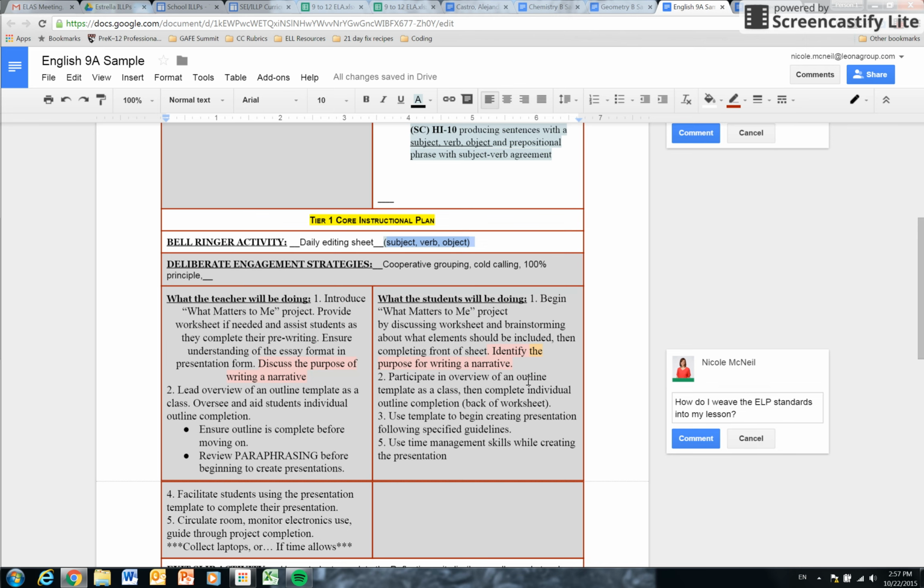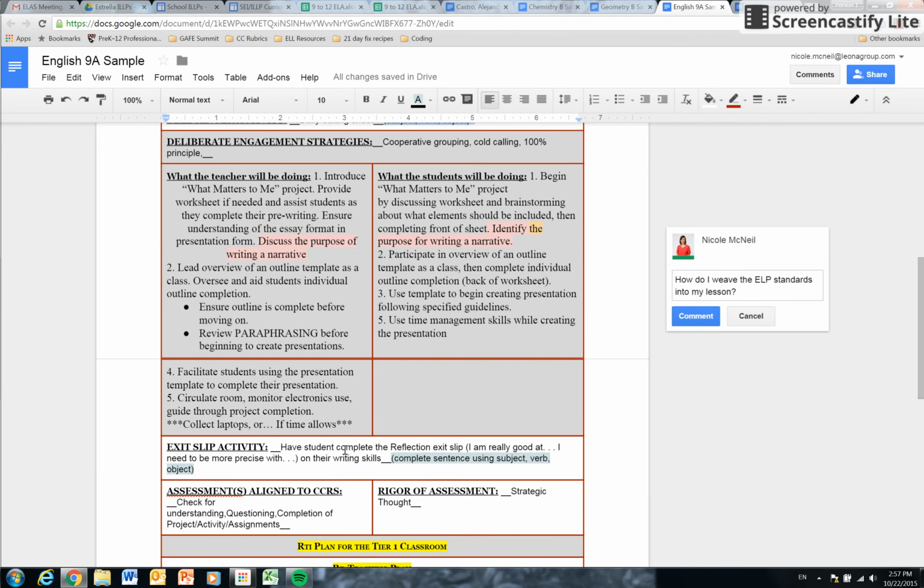Now I've embedded the ELP standard in my lesson. Now I'm going to come down here. They're going to have to complete an exit slip. I would like my ELL students to write a complete sentence using subject, verb, object. And that is it. I have now made this lesson ILLP approved.